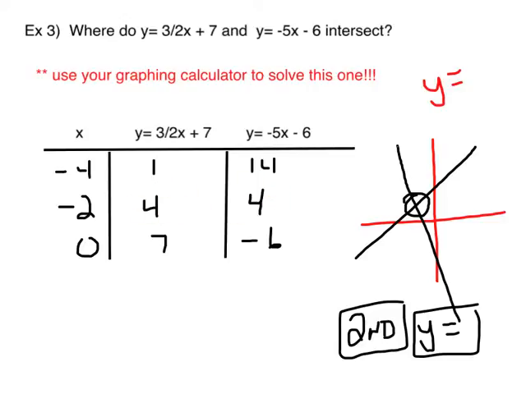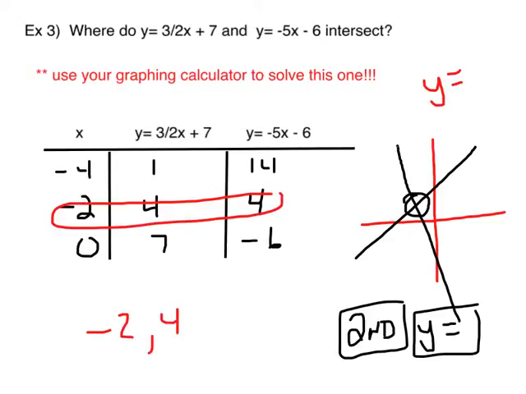So the official answer is, where do the two actually intersect? It is going to be at the point -2, 4 right there. So -2, 4 is where they intersect. Go to your multiple choice and you will see that is choice 3.